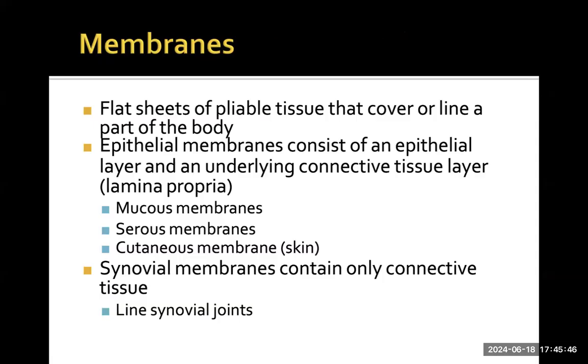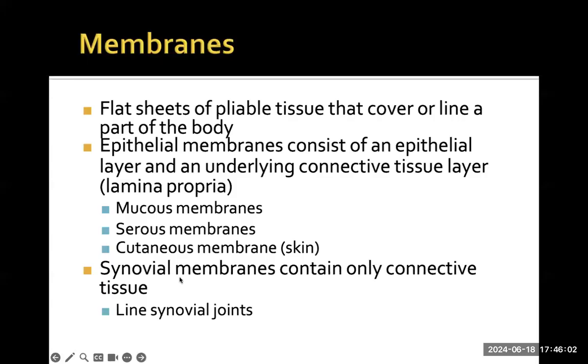The epithelial membranes are going to consist of epithelial layers and then underlying connective tissue layers. So they have types like mucous membrane, serous membrane, and cutaneous membrane. And then there's one exception.